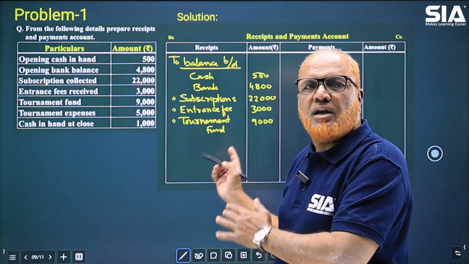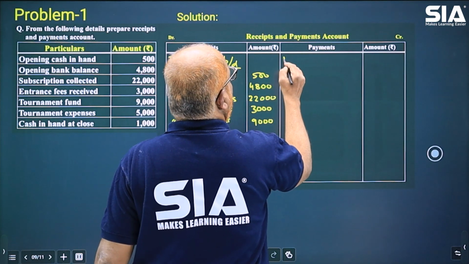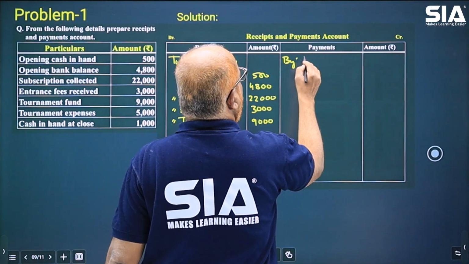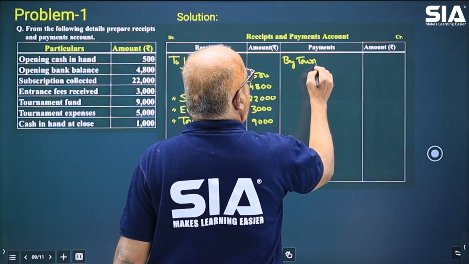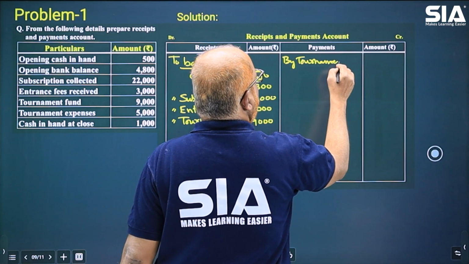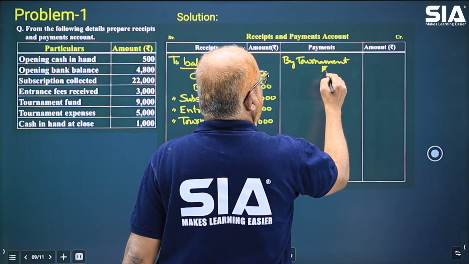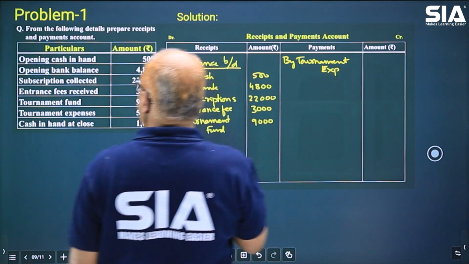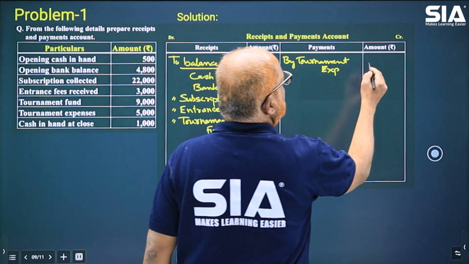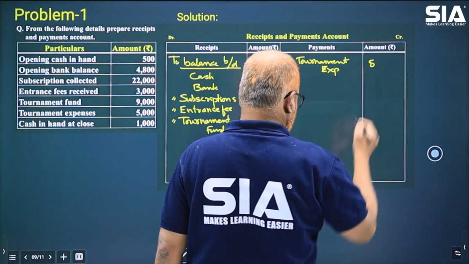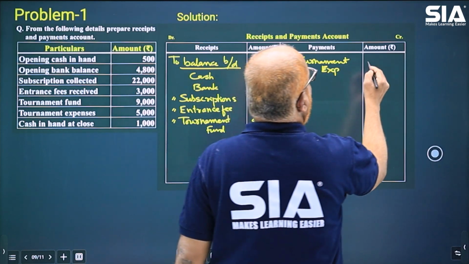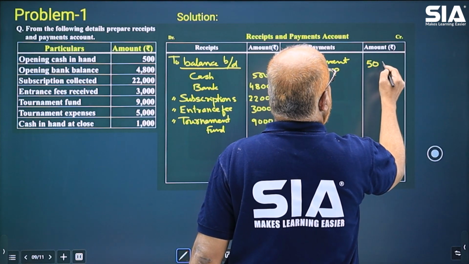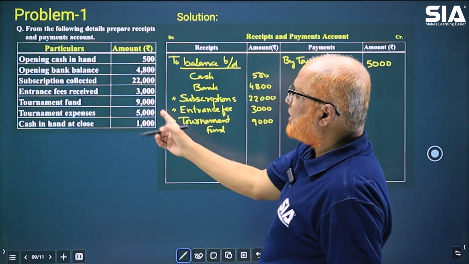Next, tournament expenses. This is the payment. So we'll take it on the credit side by tournament expenses. Tournament expenses given in the problem 5,000. $5,000 is the tournament expenses.